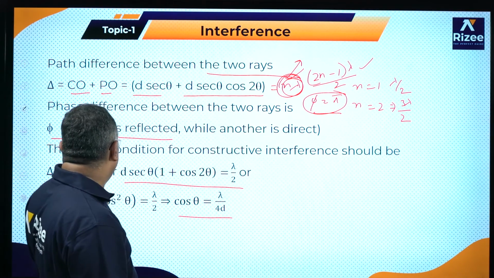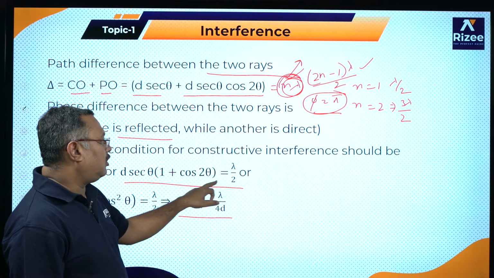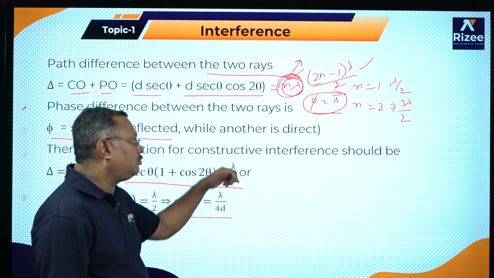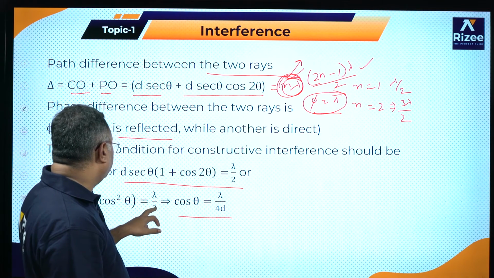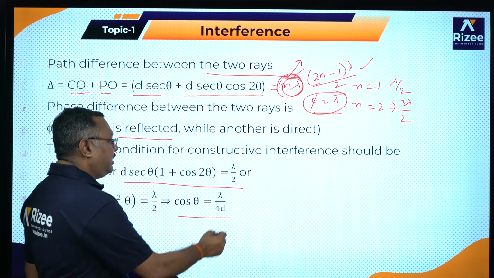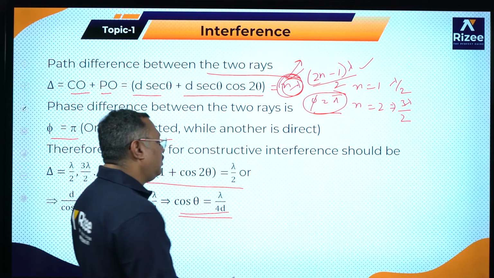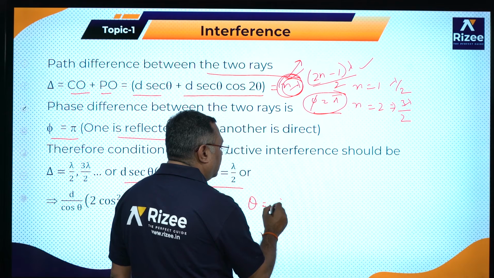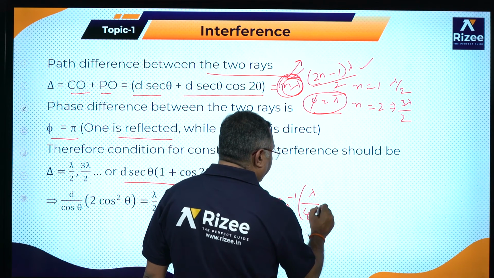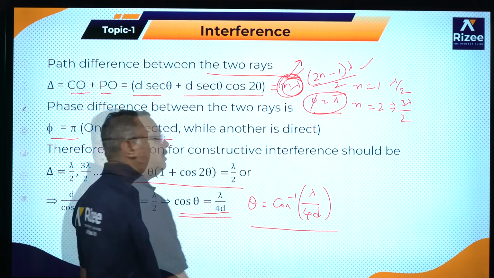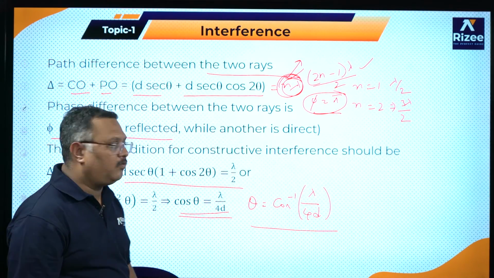As we have done, equating the total path difference, that is d secant theta into 1 plus cos 2 theta, you can equate it to lambda by 2 or 3 lambda by 2, which gives the further wavelength values. So the angle will change. Solving this, you will get cos theta equal to lambda by 4d. So, as asked, theta is equal to cos inverse of lambda by 4d. At this angle, you can get the constructive interference for the given reflected wave.